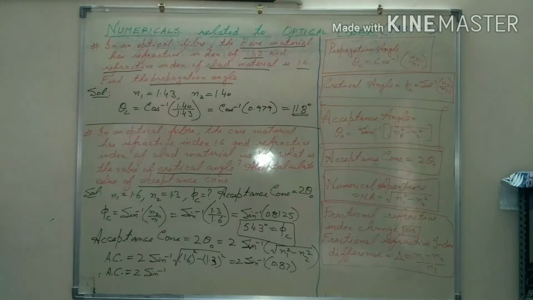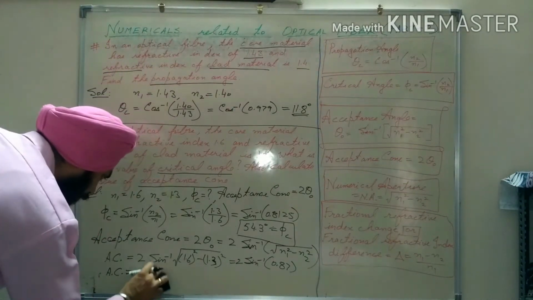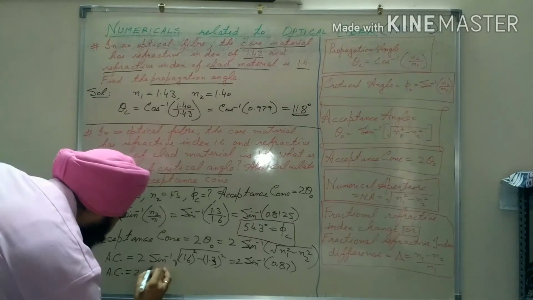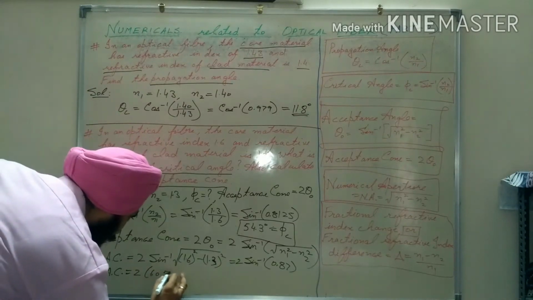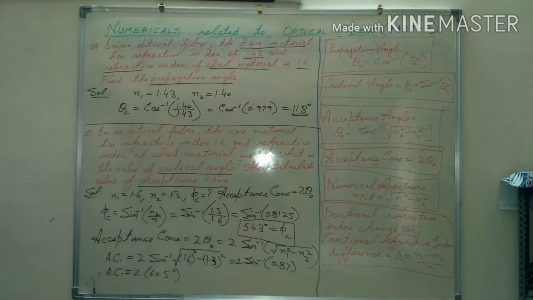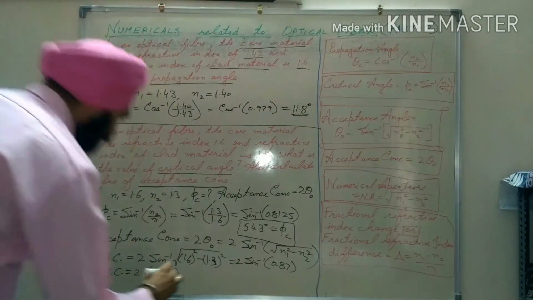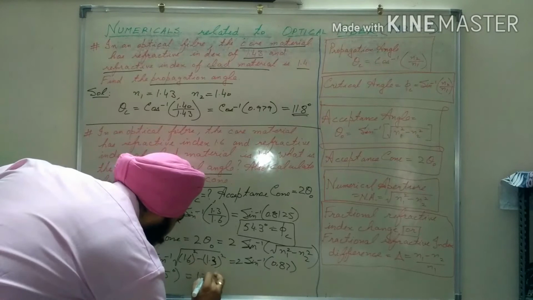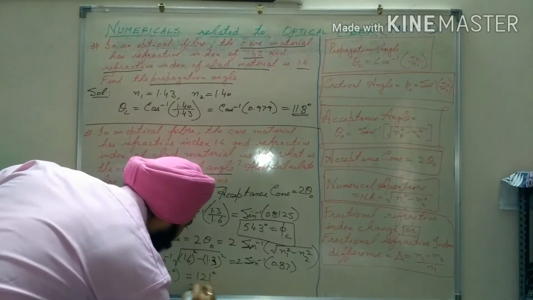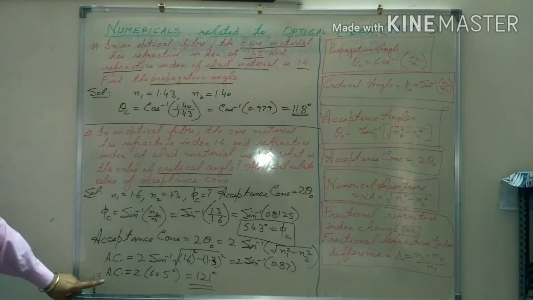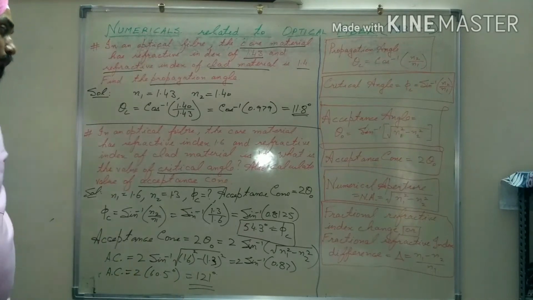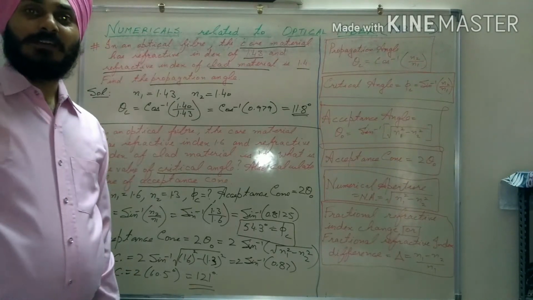Now it becomes 60.5 degrees, and when we take twice, it becomes 121 degrees. So this is the final answer for acceptance cone, that is 121 degrees. Okay.